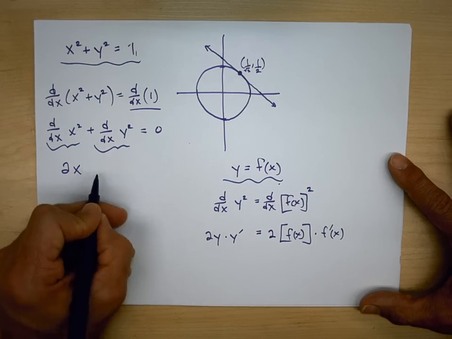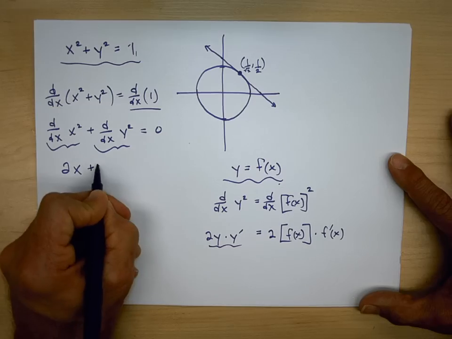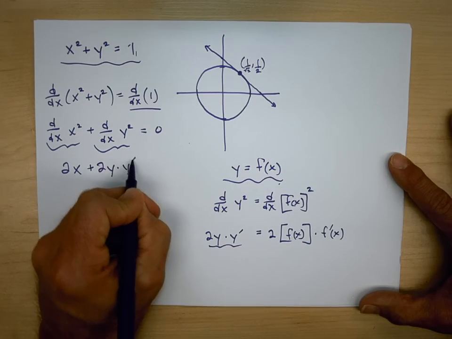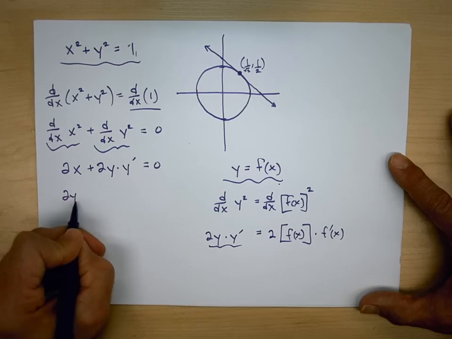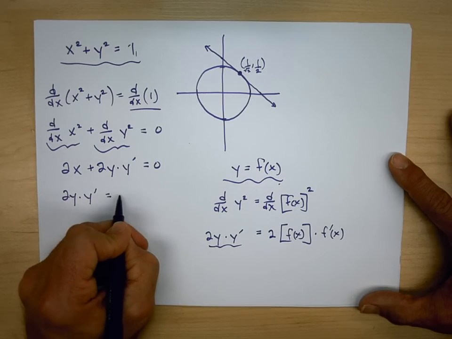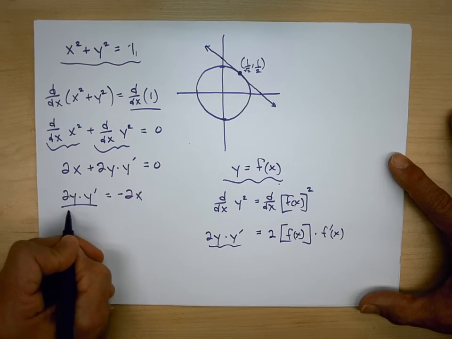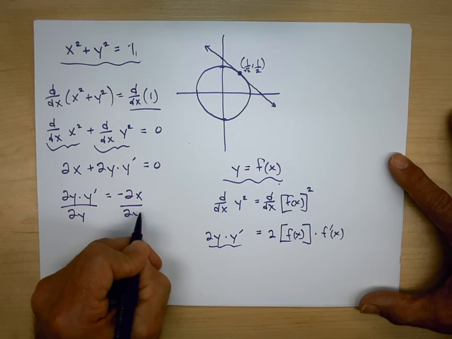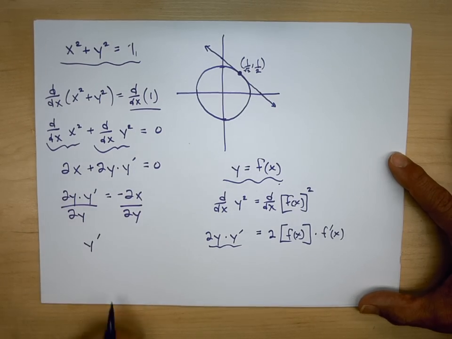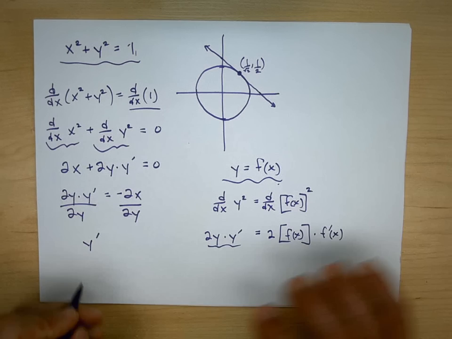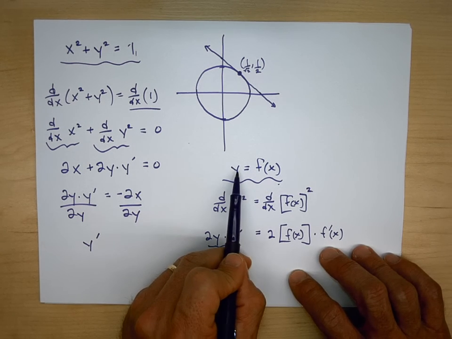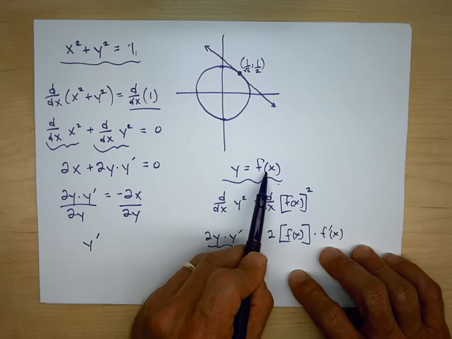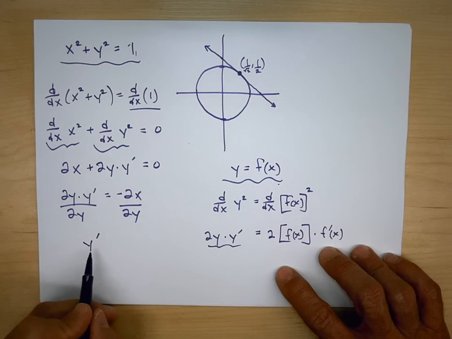So we're going to add to this our 2y times y prime, and we have that equal to 0. Now let's subtract 2x from both sides, so I end up with 2y times y prime equals negative 2x, and then I can divide both sides by 2y. So notice what I'm doing is solving for y prime. I'm solving for my derivative. In other words, even though I can't necessarily get an explicit function of x for y, I could get an explicit function for y prime.